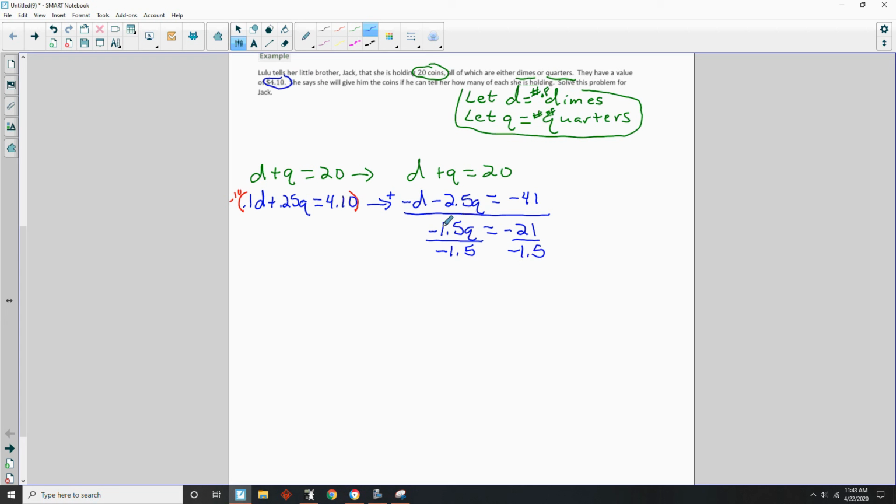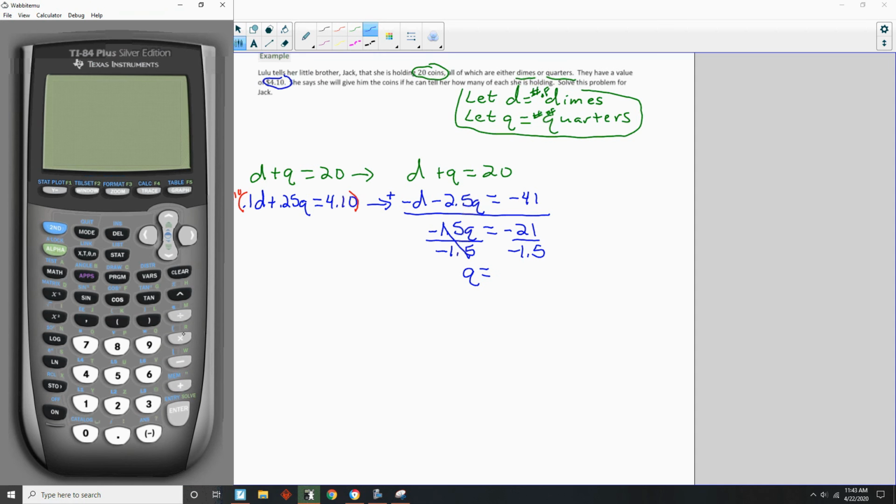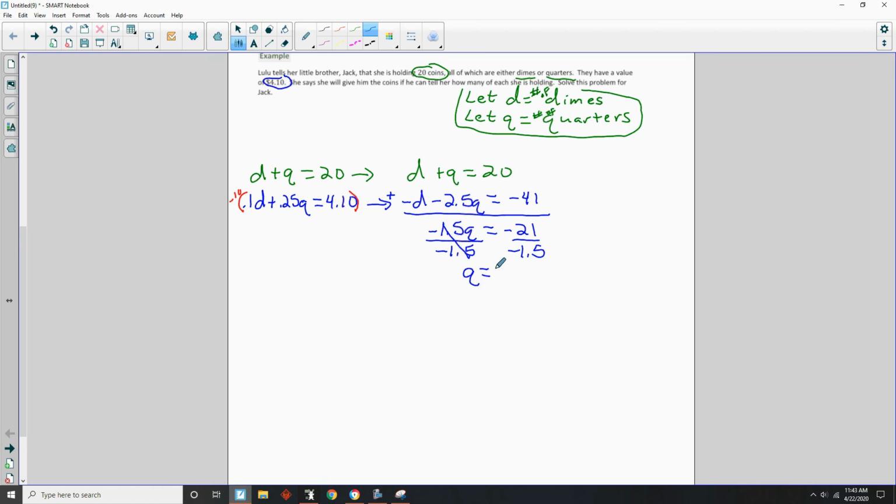Negative 1.5 on this side. These cancel, and I get Q equals. Okay? And let's just use the calculator for this to save time. And negative 21 divided by negative 1.5 equals 14. Okay, so we have 14 quarters. Well, 10 quarters is $2.50, and 4 more quarters is another $1, so that's $3.50. So I'm guessing we have 6 dimes, but let's finish it this way.